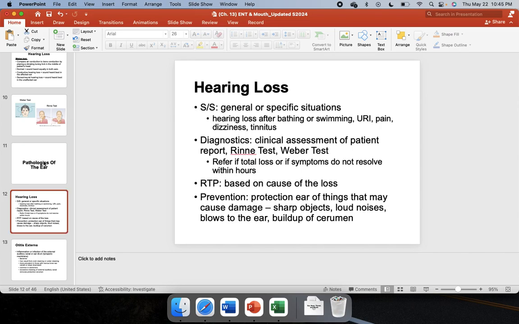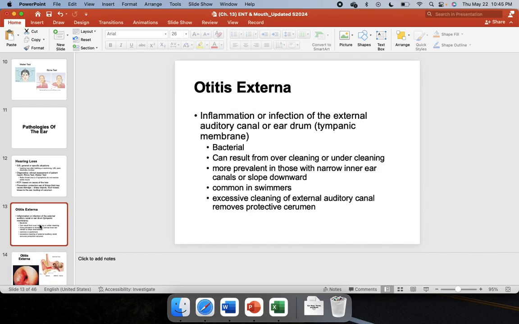So in general, we can have some hearing loss. Sometimes we have hearing loss that's transient, right? And sometimes it's longer. So for diagnostics, we're going to use Rinne's and Weber's. You can also refer to an audiologist who's going to have some sophisticated mechanisms to determine hearing loss. And then return to play based on the cause of the loss. So hopefully we're using ear protection where we need to resolve that.